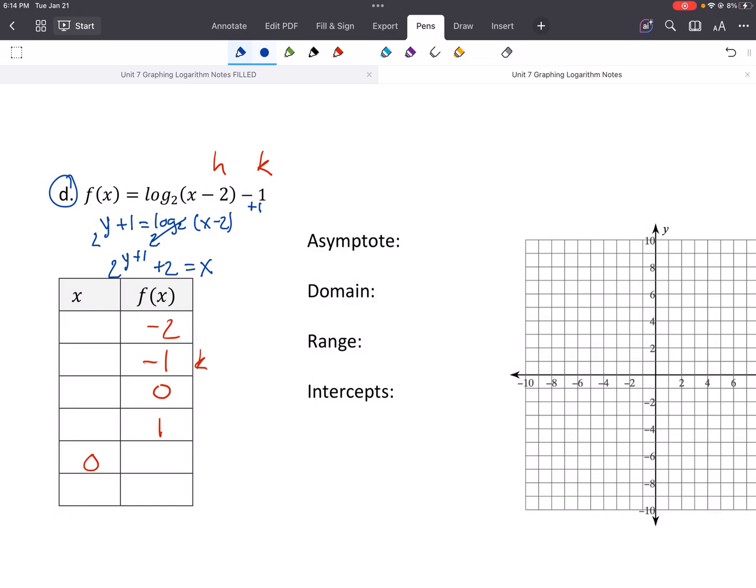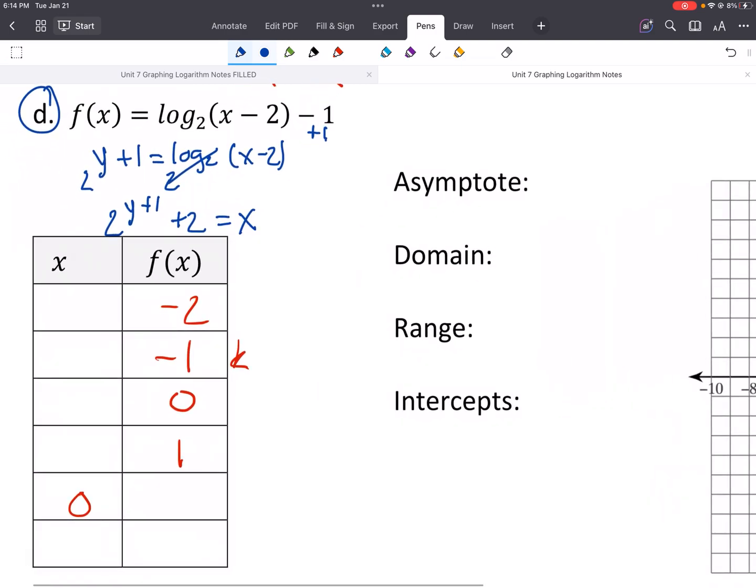Okay? And then we will just start plugging stuff in. So this will be what? 2 to the negative 2 plus 1. So the thing is, if you set it up with k, you'll always end up having 2 to the negative 1, 2 to the 0, 2 to the 1, and then 2 to the 2, okay? So it'll always turn out that way.